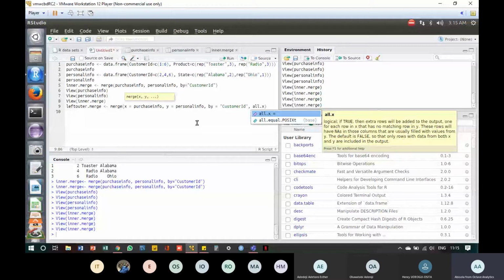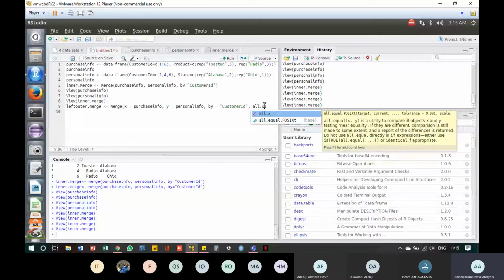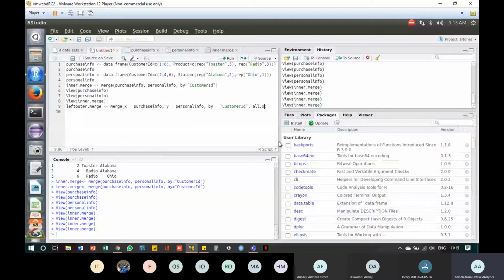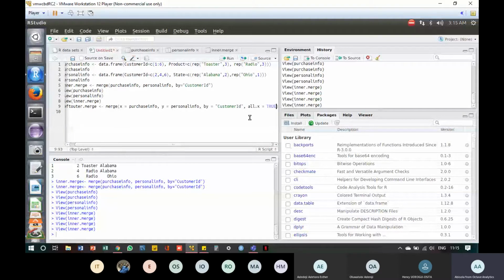So all.x equal to TRUE. So you're telling it to merge everything and make it a left join. So that is what all.x equal to TRUE indicates. And so we are going to run this. Control Enter. And I'm going to view this. Control V.